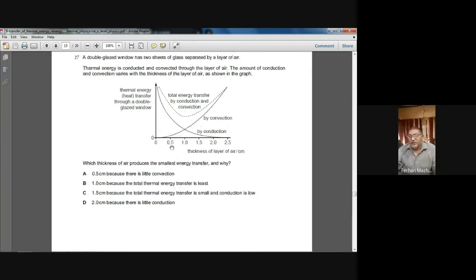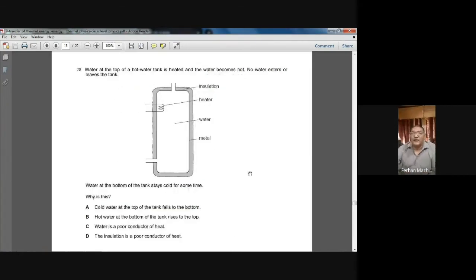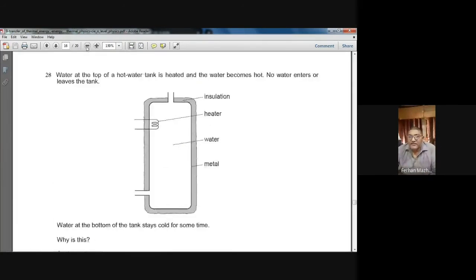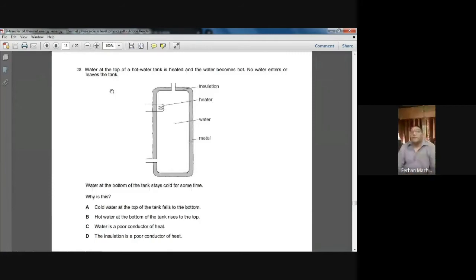Okay. Water at the top of a hot water tank is heated and the water becomes hot. No water enters or leaves the tank. Water at the bottom of the tank stays cold for some time.